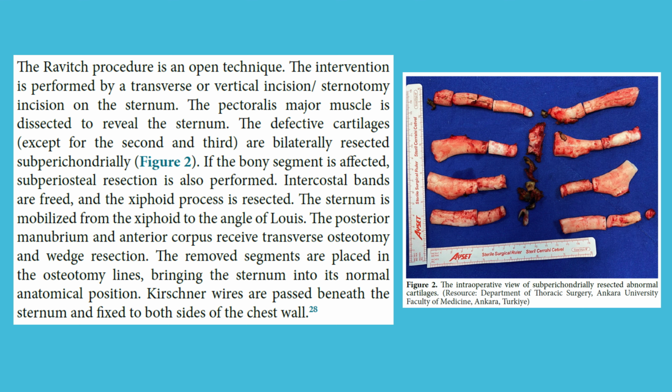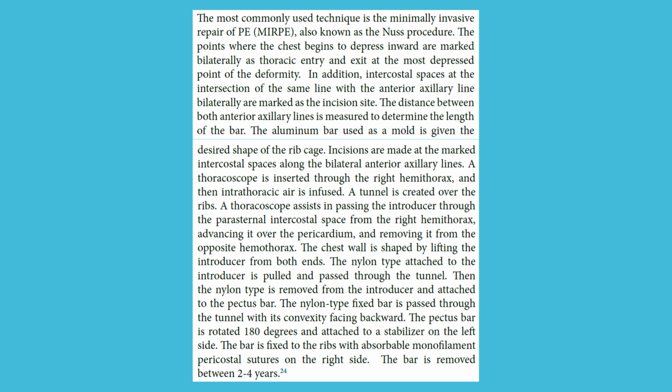The removed segments are placed in the osteotomy lines, bringing the sternum into its normal anatomical position. Kirschner wires are passed beneath the sternum and fixed to both sides of the chest wall. The most commonly used technique is the minimally invasive repair of PMERP, also known as the Nuss procedure.